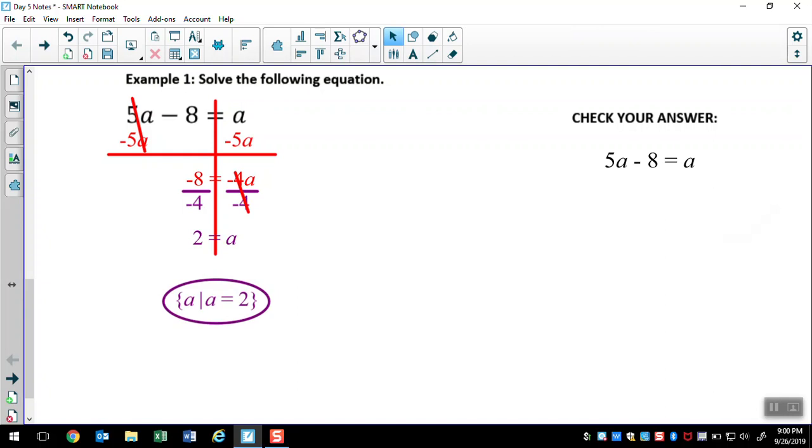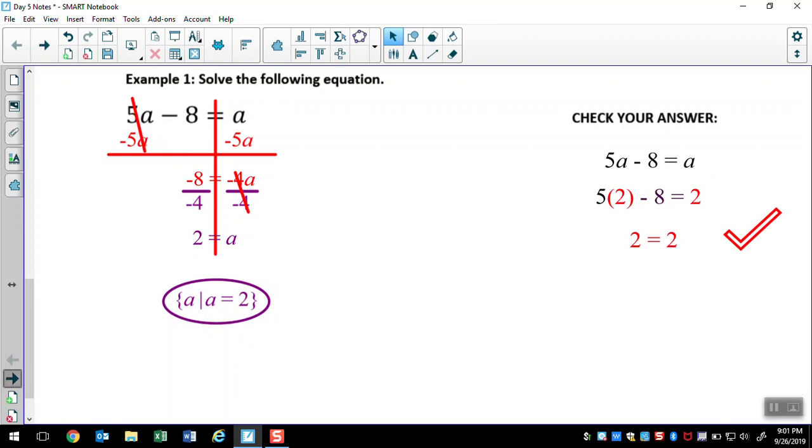Now remember, it's important that we always check our answer. So we're going to come over here, and you're going to write down that equation. And now we're going to use our substitution property, and we're going to substitute the 2 in for a. Right? And now I'm just going to check to make sure. I'm going to do the math for this side to see if it really does equal 2. So 5 times 2 is 10, minus 8 gives me 2. Right? So the reflexive property is showing me that that's true. And that means that that checks. Since these are the same, it means that my answer of 2 is the correct solution.